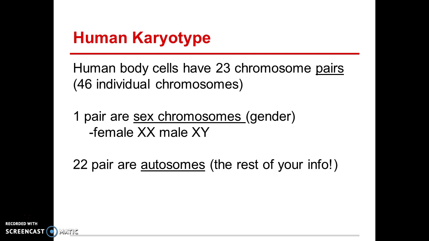So back to the sex chromosomes, those are going to code for you being female and for you being male. Any of the maleness or any of the femaleness is going to be coded by genes found on those sex chromosomes. The 22 other pairs are called autosomes, and those are going to code for everything else, you guys.